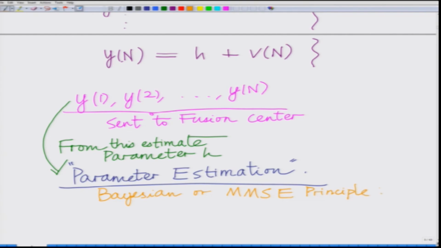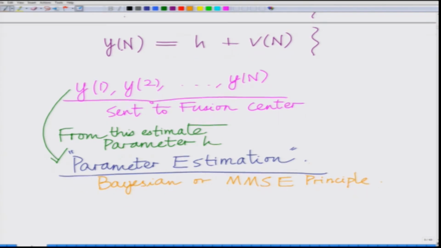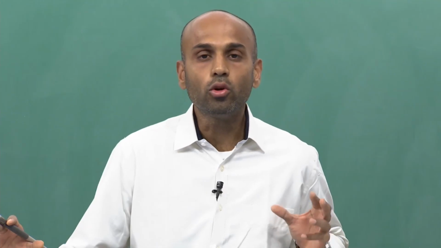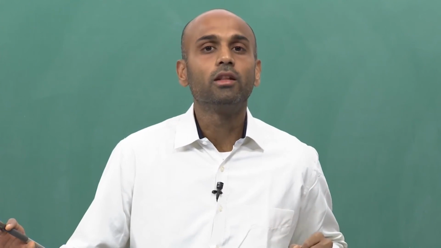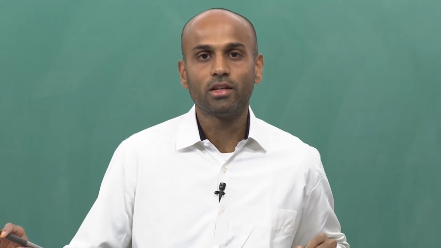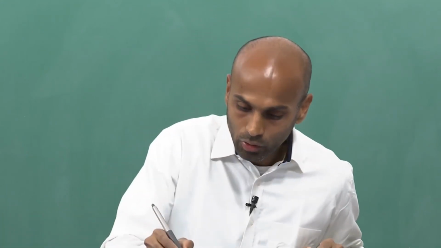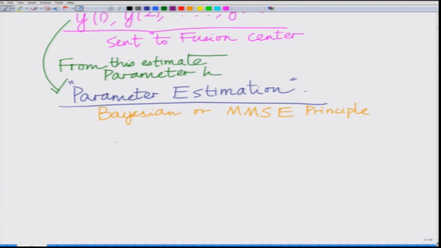We would like to use the Bayesian or minimum mean squared error principle. All right. Now, what is the Bayesian principle? Any estimation process depends on the probability and probability density functions. So, we have two important components in this process of Bayesian estimation. These two different components are what I am going to list now. The first component that is very important in any estimation process is P of y bar given H.